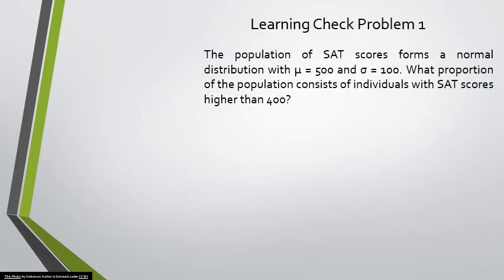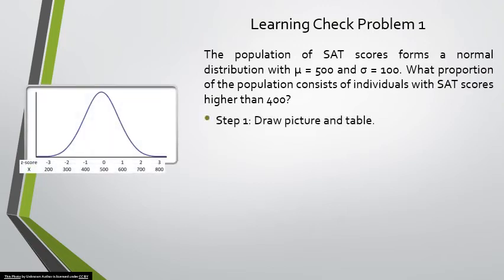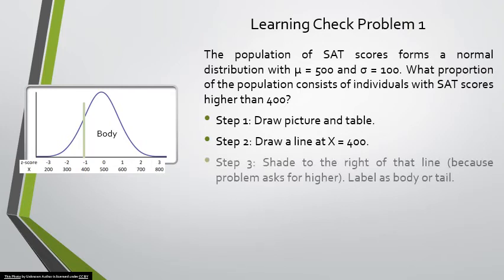Learning check problem 1. Pause the video, see if you can solve the problem. The population of SAT scores forms a normal distribution with a mean of 500 and a standard deviation of 100. What proportion of the population consists of individuals with SAT scores higher than 400? Step 1, draw the picture and the table. Step 2, draw a line where x is equal to 400.